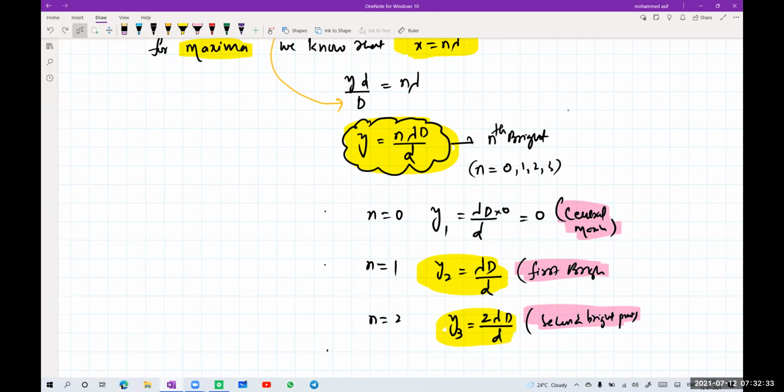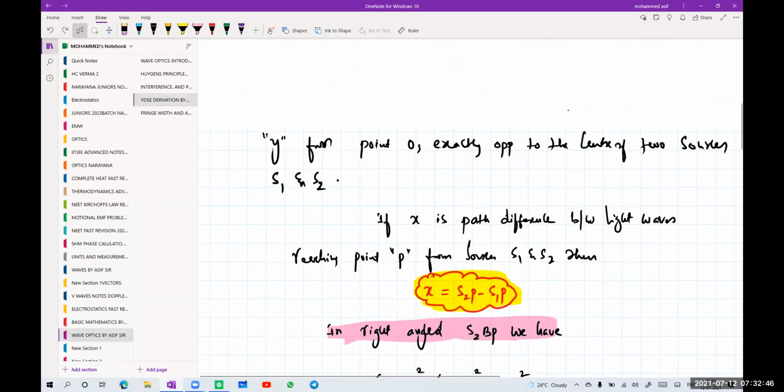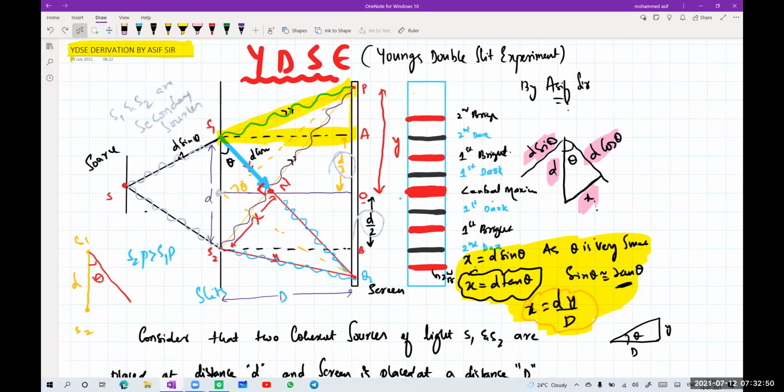Clear, beta? Any doubt in this one? So what type of light are we using here? Monochromatic light. Monochromatic means one single wavelength. I've sent you one video. Have you seen that one, beta? The YDSE experiment in light.